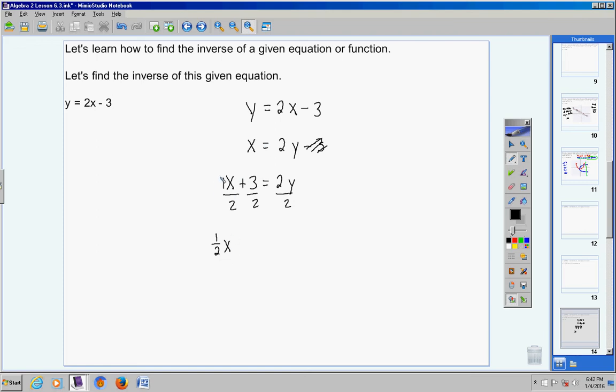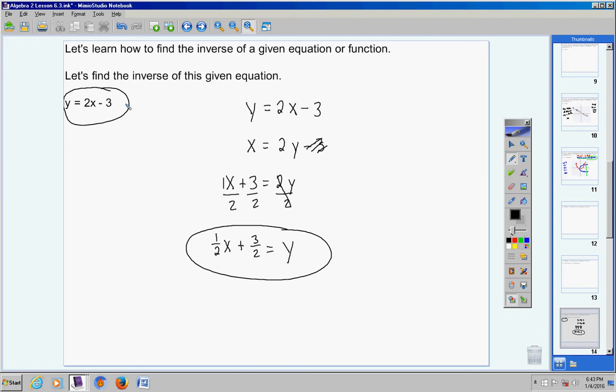Now it's a positive over a positive, so the whole fraction is positive. And then over here your 2's cancel. And there you go. You're finished. This equation here is the inverse of this equation here. Now, isn't that simple? Everywhere there's an x, you put a what? A y. And everywhere there's a y, you put a what? An x. And then you get y by itself.